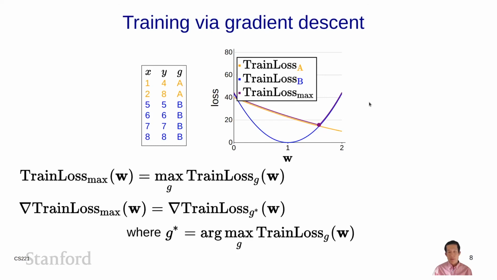So to compute the gradient, it's actually very simple. You first just evaluate, at your current weight vector, what the losses of the different groups are. And you look at the group that is hurting the most, has the highest loss, and then you just update on those examples. So it's a very intuitive process. You find which group needs the most help, and then you only update your parameters based on that group.